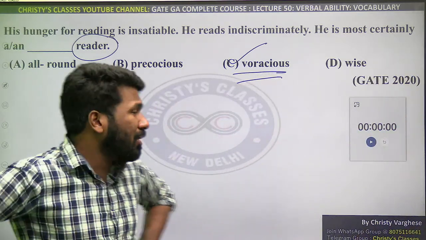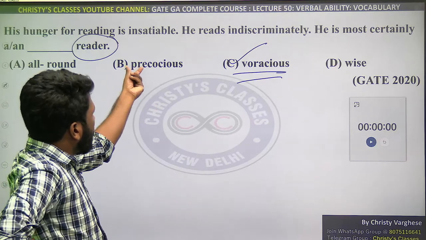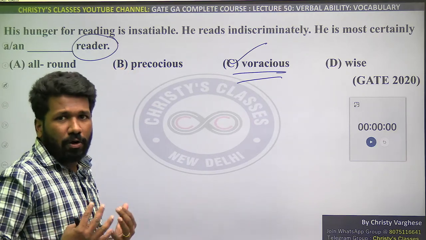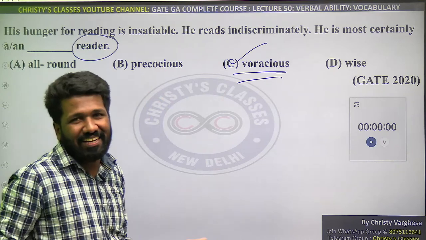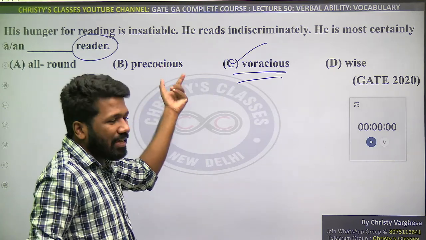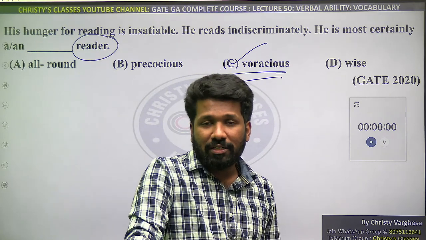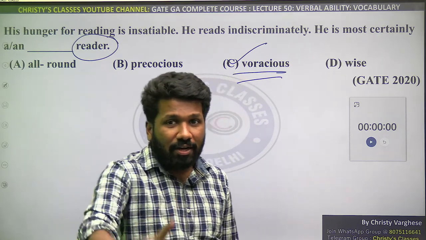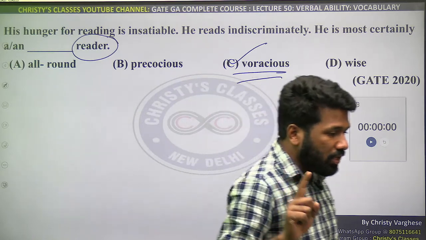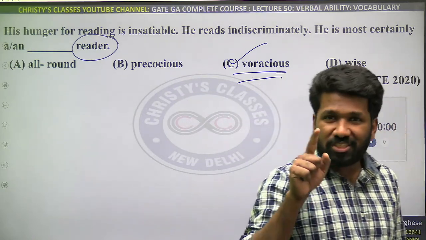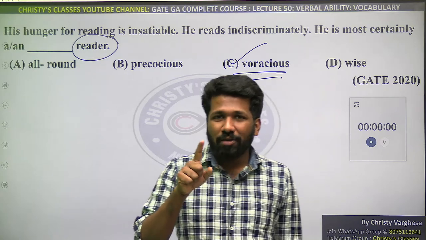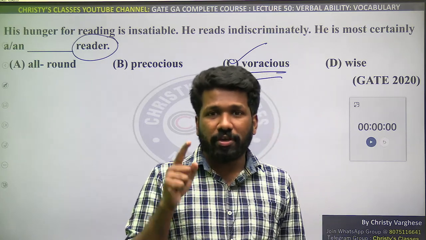Prefixing, suffixing can be used, for example, precocious, but pre means before. But what is cocious? That is a problem. Or that root word, without knowing the meaning, it is difficult to guess. So I am addressing the challenge. I am not saying that there is a solution. Sometimes the solution is skipping the question also, because not getting a negative mark is also important.